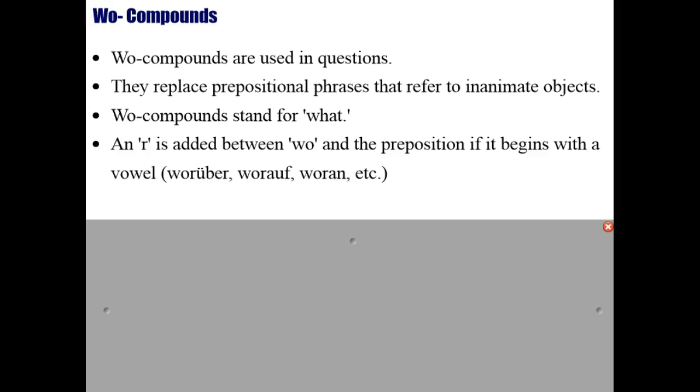And just like with our da compounds, an R is added between wo and the preposition if the preposition begins with a vowel. Über would become worüber, auf, worauf, an, woran, und so weiter.